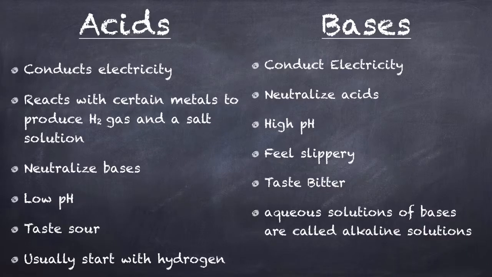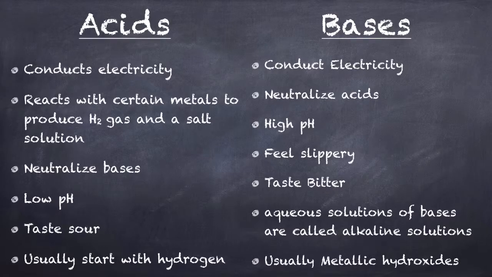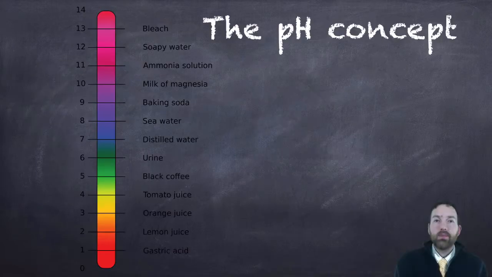An aqueous solution of a base is also sometimes called an alkaline solution. So a base is an alkaline substance. That's just a word you need to know. And bases are usually metallic hydroxides, which means that they are ionic compounds. The cation is always a metal, something from the left-hand side of the periodic table. And the anion is usually hydroxide, meaning an OH group with a 1- charge.